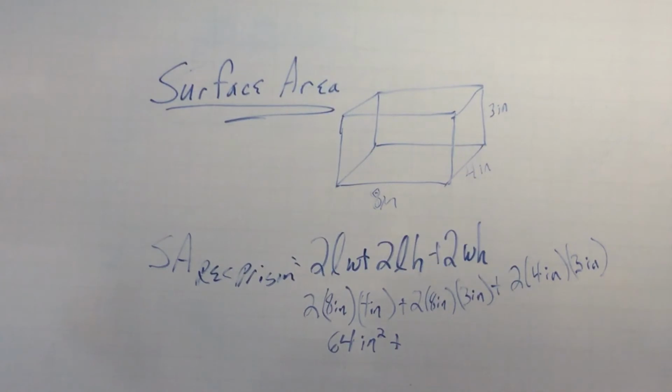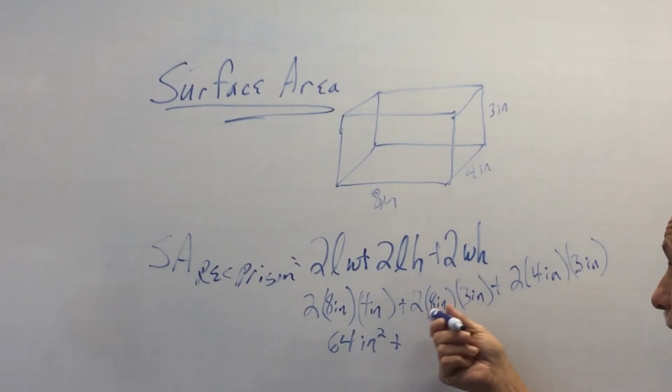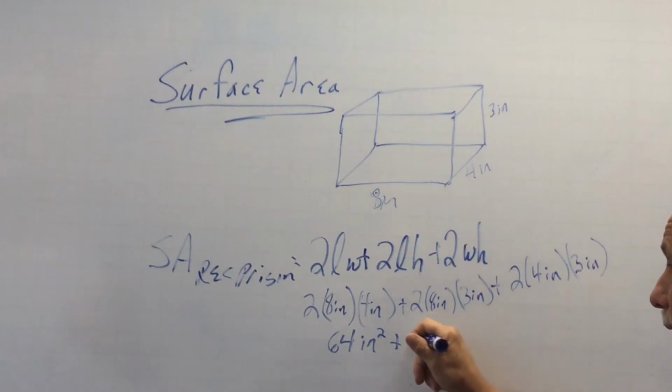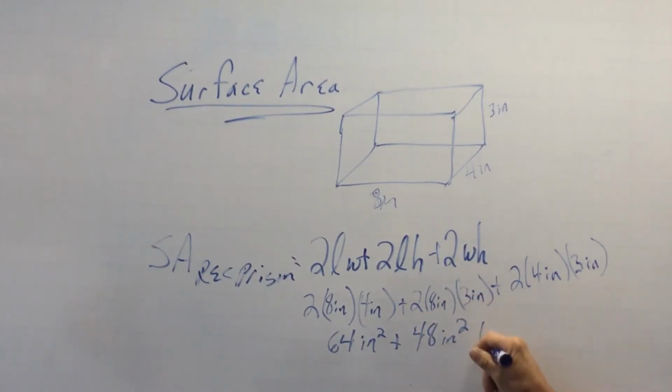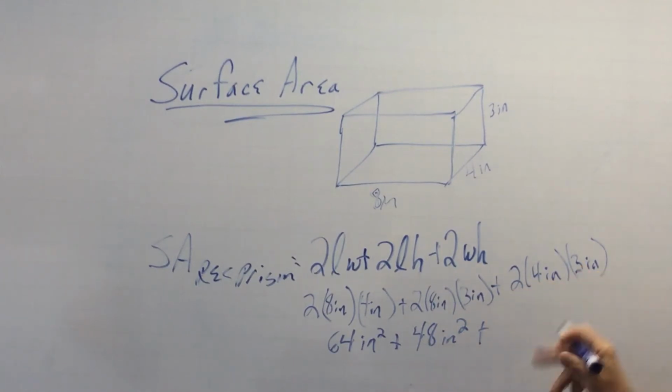By the way, I'm doing the multiplication real fast in my head. You don't even need to worry about doing a multiplication because I'm letting you use a calculator. But 2 times 8 is 16, times 3 is 48. Inches times inches is inches squared. Plus 2 times 4 is 8, times 3 is 24. Inches times inches is inches squared.